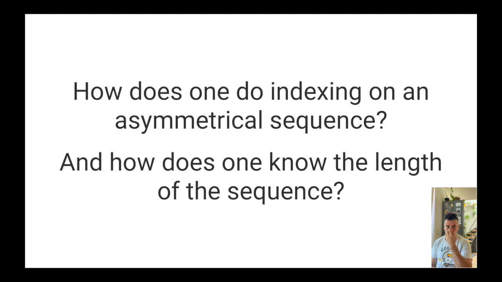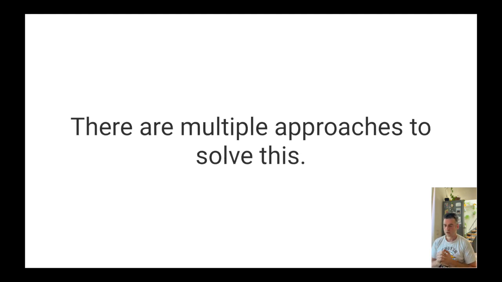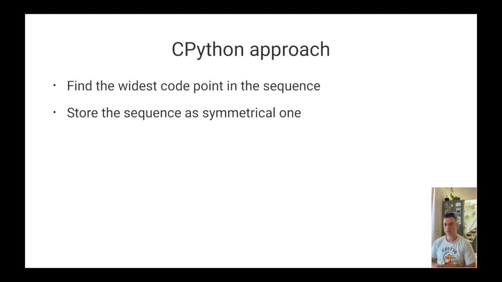And the same goes for length as well. We know the length in bytes, this we know, but we don't know how many code points are actually in the string because the representation is asymmetrical. So there are multiple approaches to solve this, and the CPython approach is as follows: find the widest code point in the sequence, and store the sequence as symmetrical ones based on this widest code point, right?